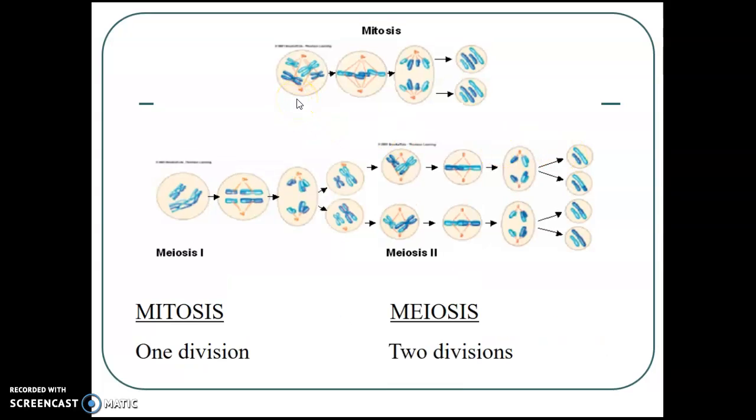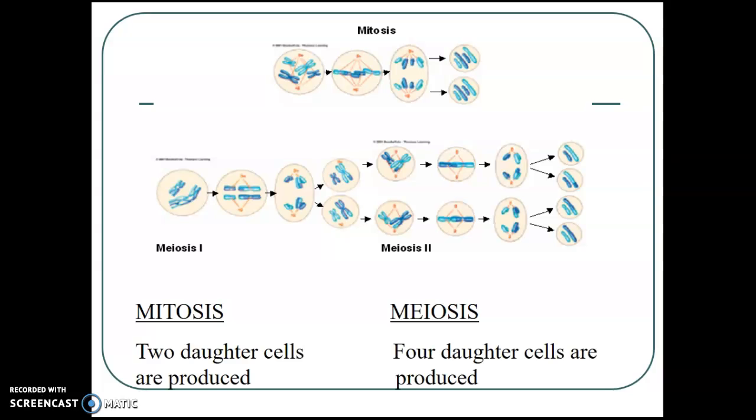In mitosis, of course, we have prophase through telophase only one time, so 1 division. And in meiosis, we have meiosis 1, so division 1, and then division 2, meiosis 2, so 2 divisions. The result of mitosis is 2 cells. These are called daughter cells. And the result of meiosis is 4 cells. Remember, these are 4 unique cells, not identical cells.